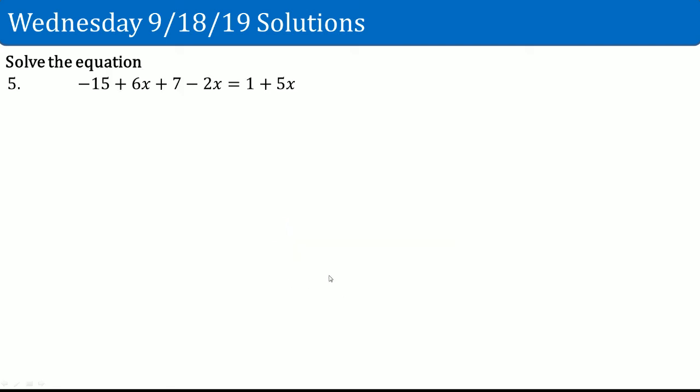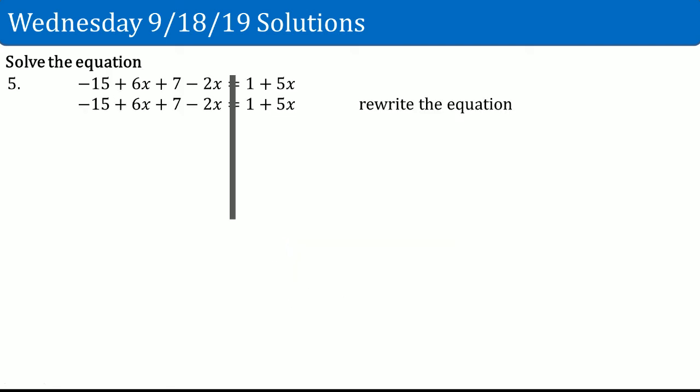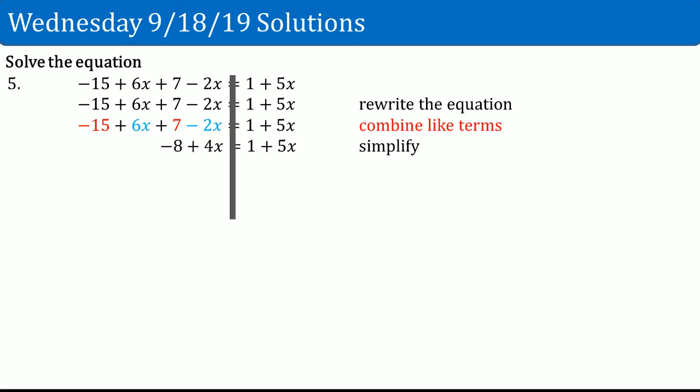5. Rewrite the equation and draw a line straight down. Oh, there are some like terms here. Which one do I combine first? Oh, the reds go together, right? Negative 15 and 7. And 6x minus 2x are also like terms. That's what happens after you combine like terms. Negative 15 plus 7 is negative 8. 6x minus 2x is 4x.